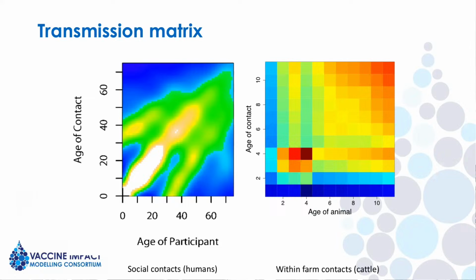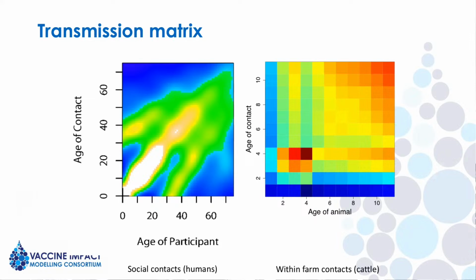Or you might want to use some estimates of contact between different people in the population to inform your model. For example, these are a couple of studies looking at the number of contacts between one age group and another age group. Here, the brightness of the colour indicates more contacts. You can see we've got different mixing patterns for these different populations.